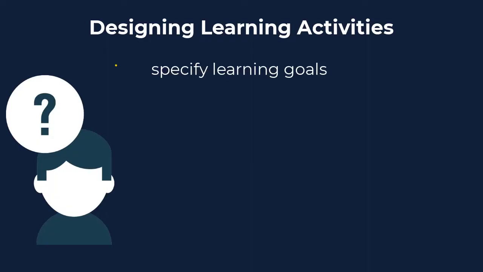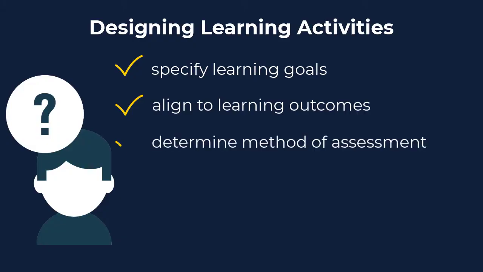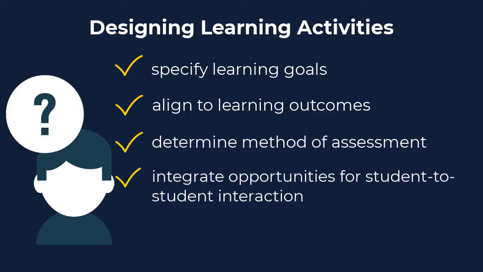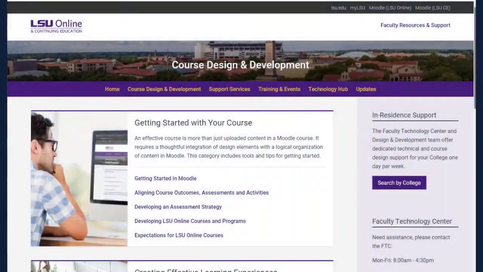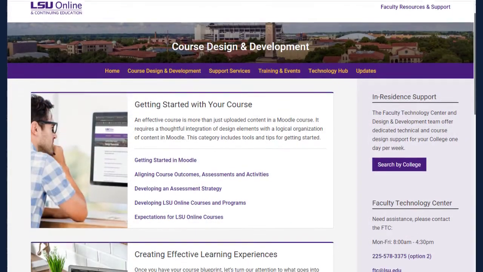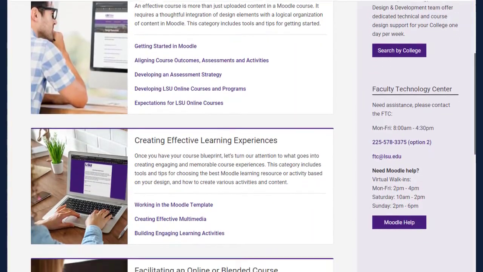So when designing your learning activities, consider the following questions. What are your goals for the activity? How does this activity align to the course outcomes? How will the students be assessed? Are there opportunities for collaboration or student interaction? And are there any needed tools or technologies that will enhance this activity? As you work through designing your learning activities, be sure to visit our faculty resources page for help with alignment, assessment design, and other essential course design principles and resources.